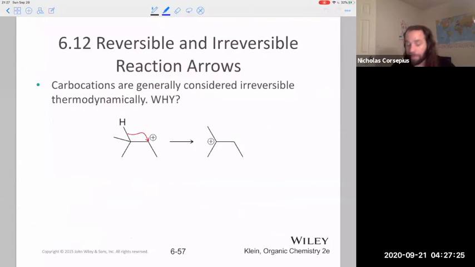All right, and then the last category being those rearrangements. These we consider to be irreversible thermodynamically. And why is that? That's because the whole shtick of the carbocation rearrangement is to form that more stable carbocation. So it's not going to want to go back to a secondary carbocation after that nice stable tertiary carbocation is formed. So carbocation rearrangements are just blanket irreversible.